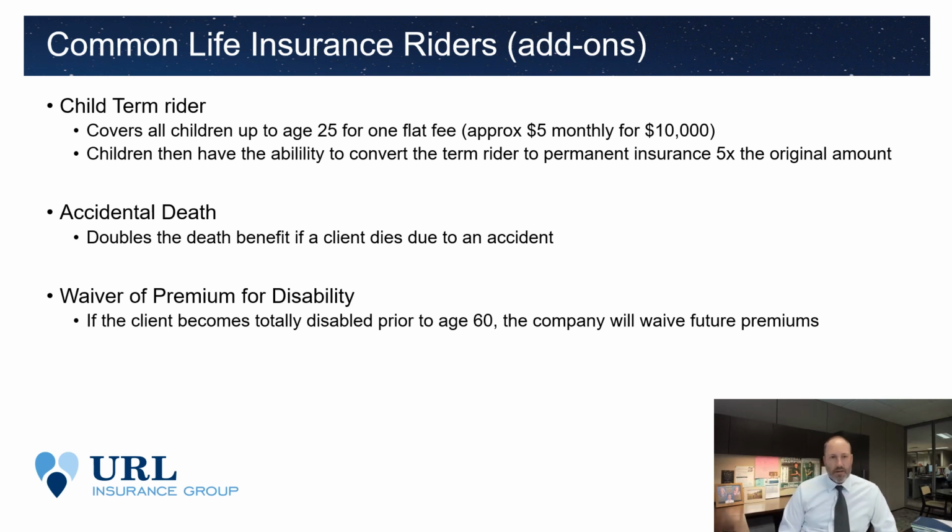Accidental death is another common rider on a policy, and that generally will double the death benefit if a client dies due to an accident. And waiver of premium for disability: if the client becomes totally disabled prior to age 60, the company will waive future premiums.